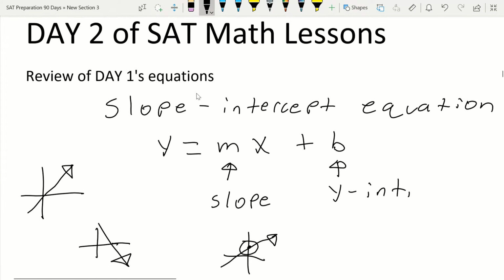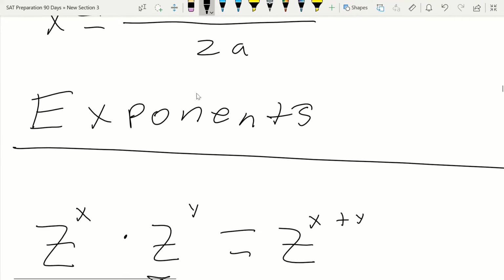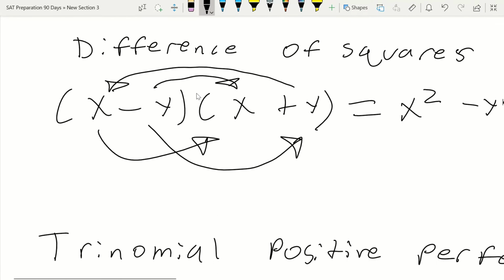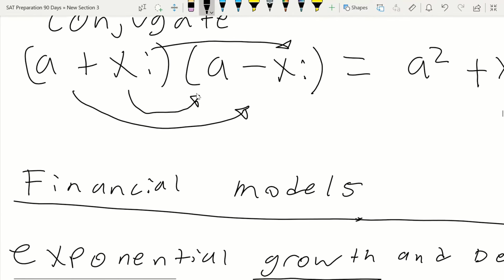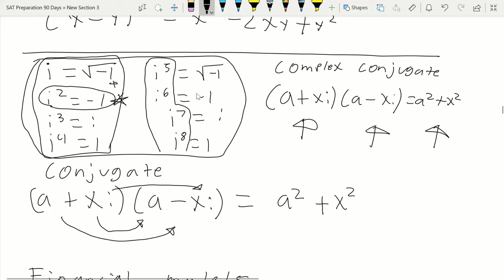All right, so next we got into day 3. We did some review. We went over what I just reviewed, all of our exponents. We did positive trinomials. Then we got into our complex conjugates. So if we're given an imaginary number and we have to get rid of our imaginary number, then we're going to multiply by its conjugate, right? So let's say that we had a plus xi, then we're going to multiply by a minus xi to give us a squared plus x squared, and now we no longer have an imaginary number.